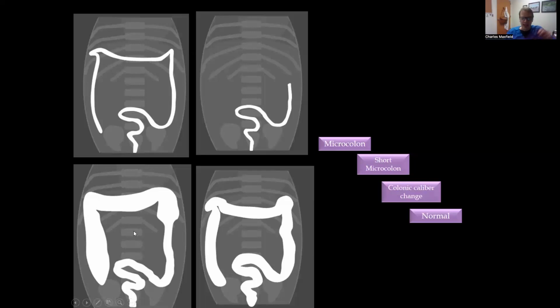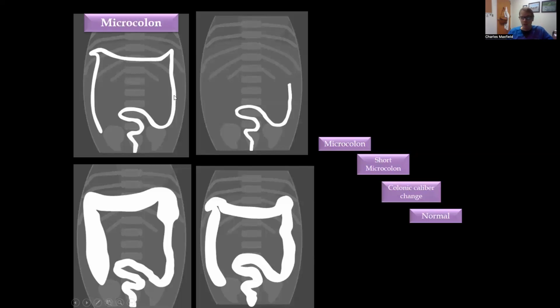So again, on contrast enemas, all the students and residents that I try to teach seem most uncomfortable interpreting them. But it's actually easy if you just remind yourself, okay, there are only four possibilities. I need to decide which of the four each of these is. So this one here is what most of us call a microcolon. This colon is too small.